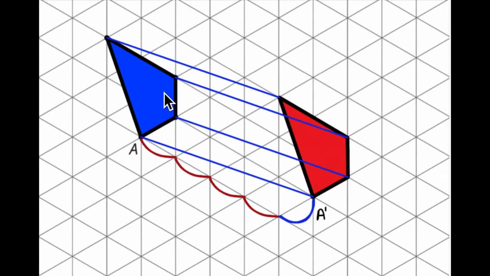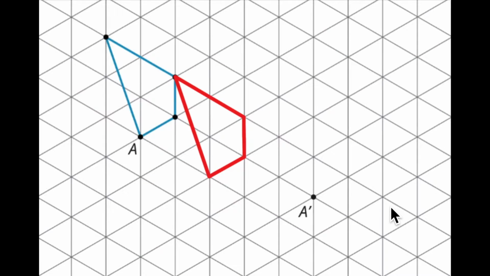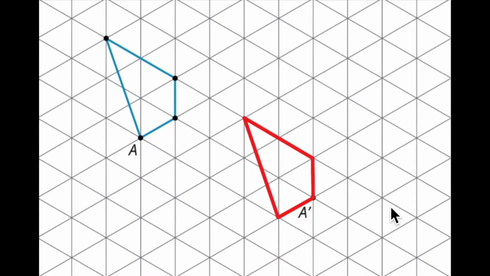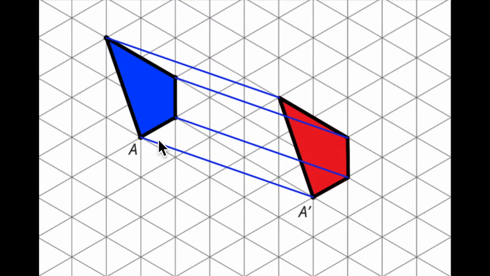And every point within the quadrilateral and on the sides of the quadrilateral will make that same move. 4 units along the path and 1 unit up. So 1, 2, 3, 4, and 1 unit up. Translates this quadrilateral to its image, which is the red quadrilateral.